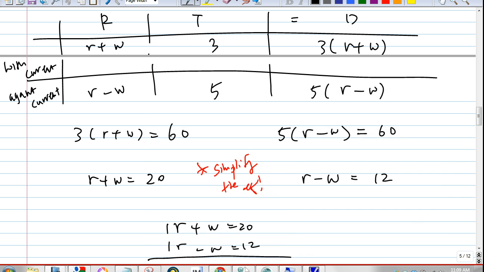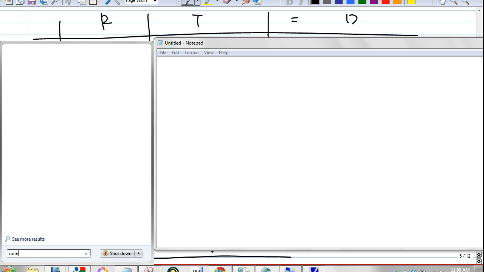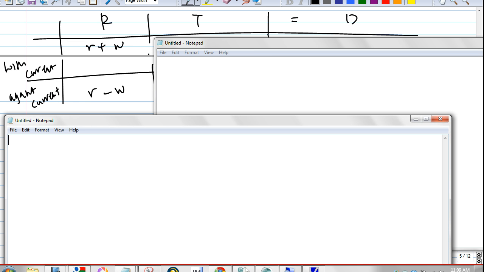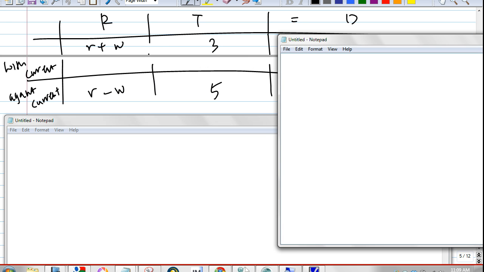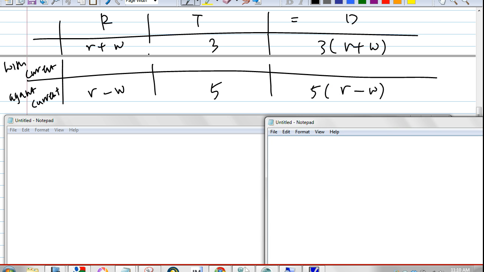Then what about the time? What's the time with the current? Look at the question. That's right, it is 3. What about against? 5 hours. Then who could tell me the distance with the current? It's 3 times R plus W. What about against? Anita? Yeah, you see how it's very similar to what we just did here?